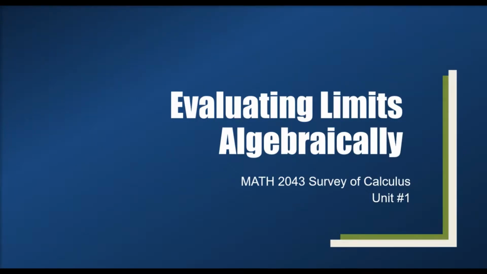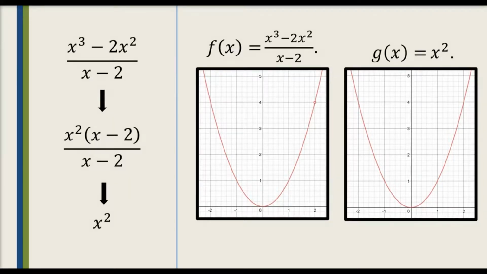So in this lesson, we're going to talk about evaluating limits algebraically. So we're going to use some sort of algebraic manipulation to evaluate our limits. And to start off, if you look at this expression, x cubed minus 2x squared over x minus 2, we can factor an x squared out of the numerator. But when we do that, we're left with x squared times x minus 2 over x minus 2, and if we cancel the common factor, we're left with x squared.